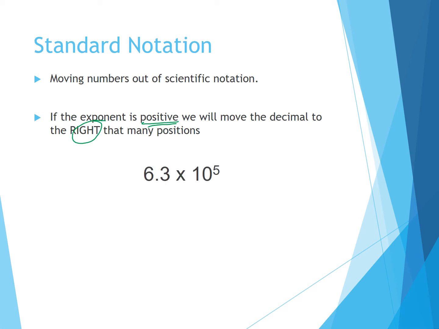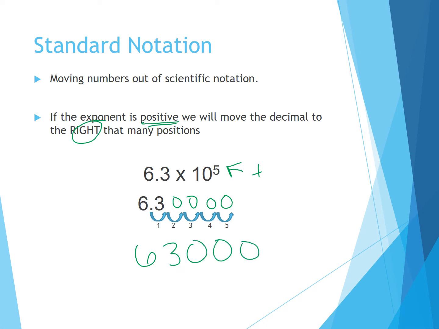In this case, we have 6.3 times 10 to the 5th. The exponent is positive. We're going to have 6.3. We're going to move the decimal point to the right 5 times. That's going to be 1. And then we're going to fill it in with zeros. Okay, so that becomes 6, 3 with those 4 zeros we added. And that's our answer when we put it in standard notation.